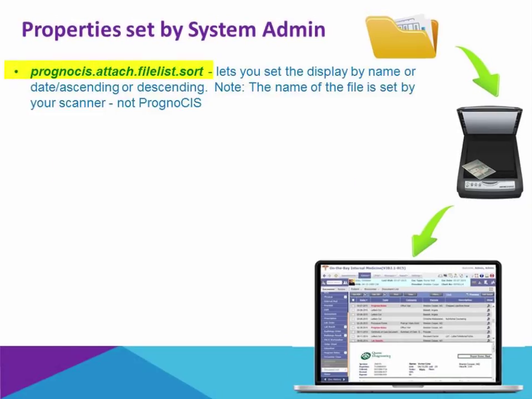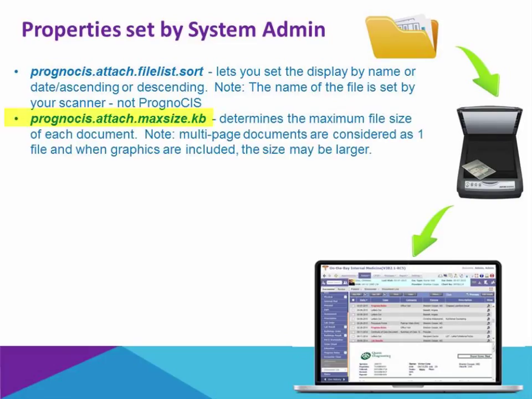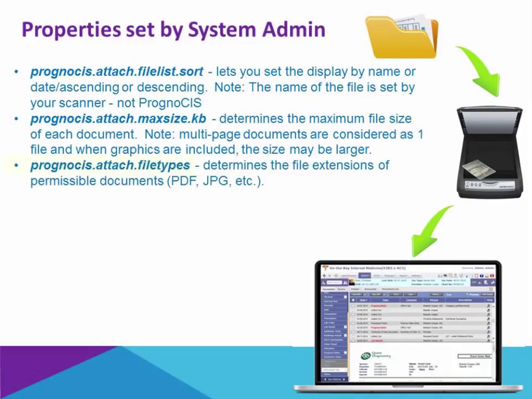Prognosis Attach File List Sort lets you set the display by name or date ascending or descending. The name of the file is set by your scanner, not by Prognosis. Prognosis Attach Max Size KB determines the maximum file size of each document. Please note that the multi-page documents are considered as one file, and when the graphics are included, the size may be larger. Prognosis Attach File Types determines the file extensions of the permissible documents.